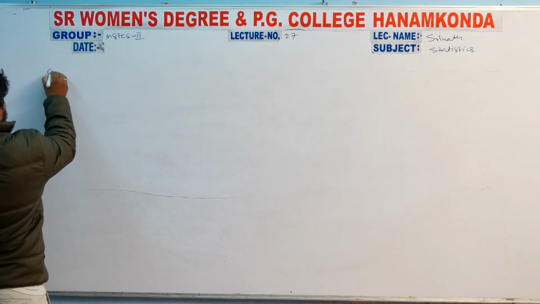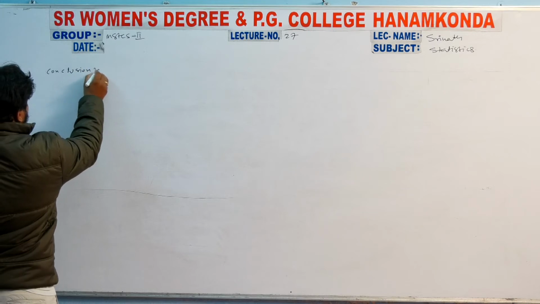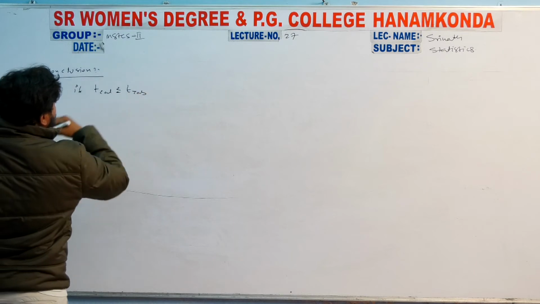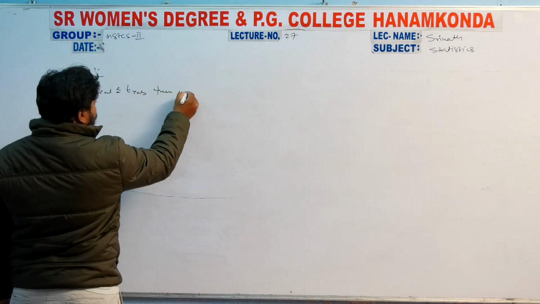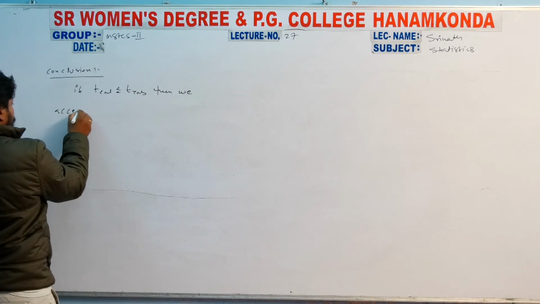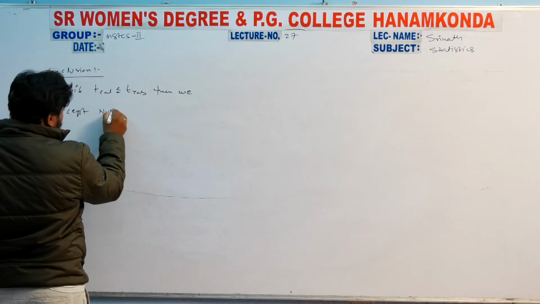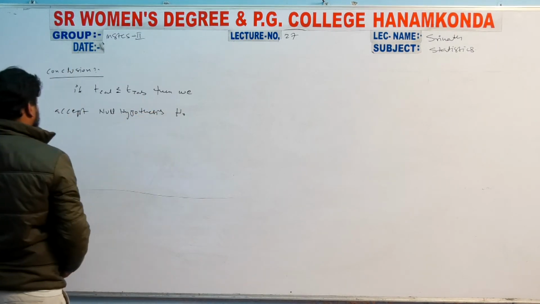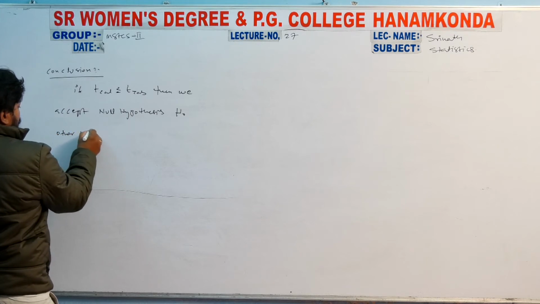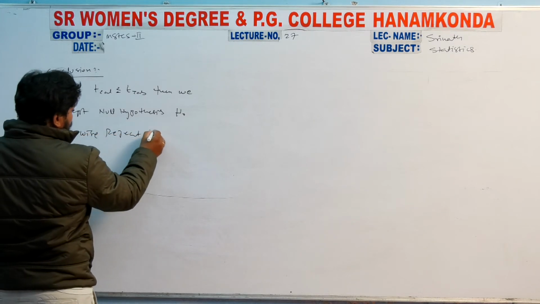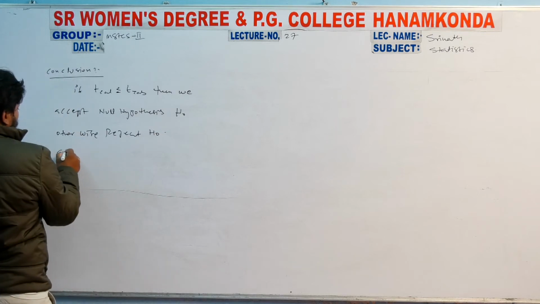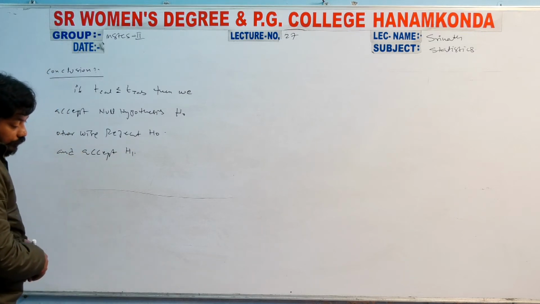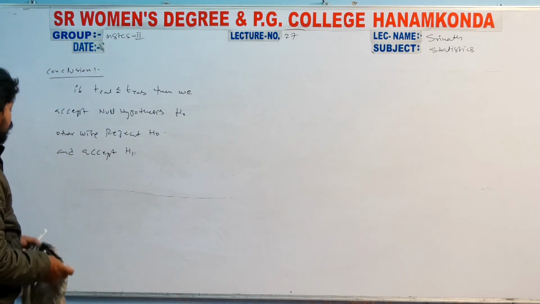Conclusion. If t calculated is less than or equal to the t table value, then we accept the null hypothesis H0. Otherwise, reject H0 and accept the alternative hypothesis H1. This is the conclusion.